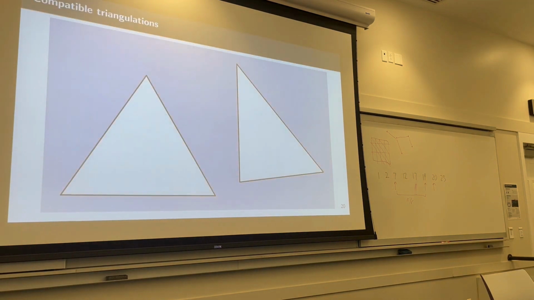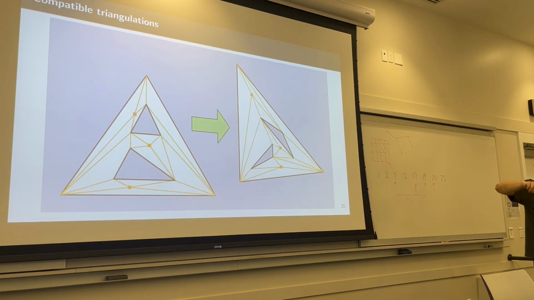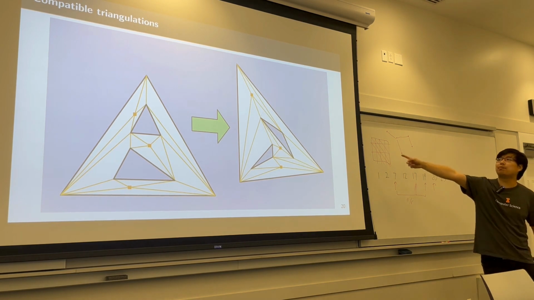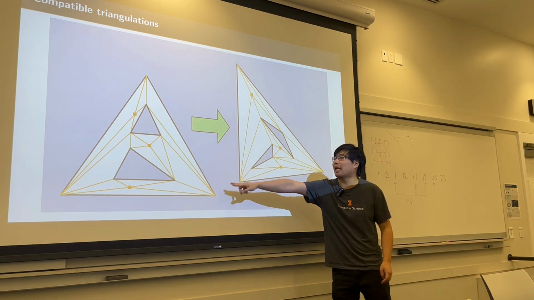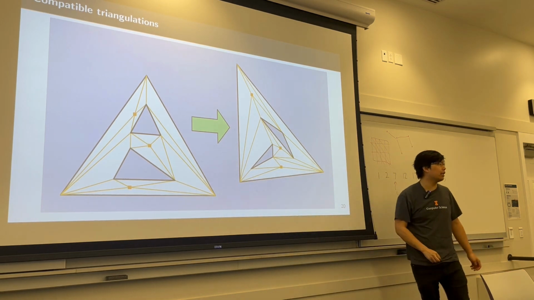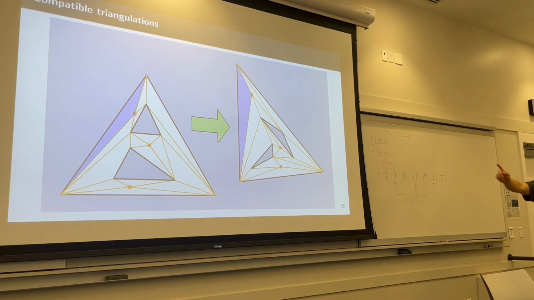And one advantage is if you have 2 triangular boundaries with the same number of holes, there's something called a compatible triangulation that lets you map between the two triangular regions. So you can add some Steiner points in your triangulation. And what that means is you can map one triangle in one to the exact same triangle in the other.